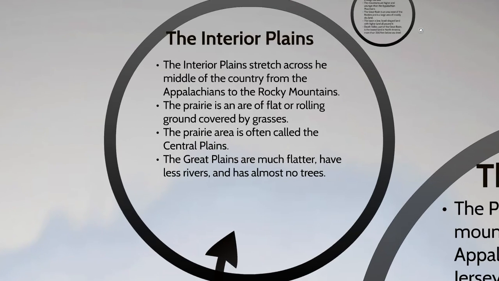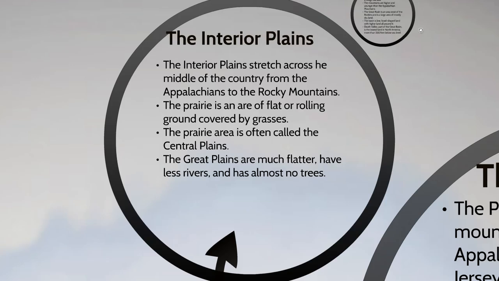And you have the interior plains. They stretch across the middle of the country between the two major mountain ranges. Prairie is an area of flat or rolling ground covered by grasses. Prairie area is often called the Central Plains. So those central or the Great Plains: flat, less rivers, no trees.